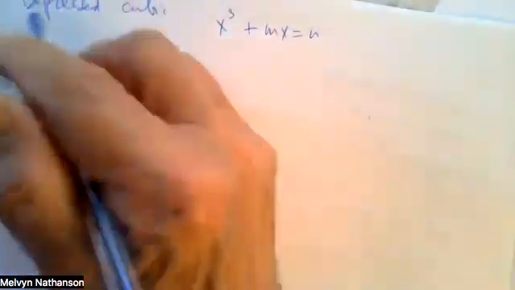We have the depressed cubic. Depressed means no quadratic term. Doesn't mean unhappy. x cubed plus mx equals n. Right?